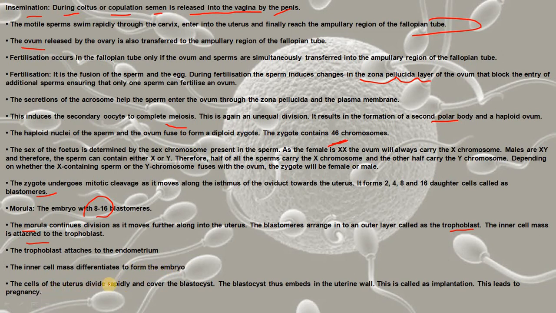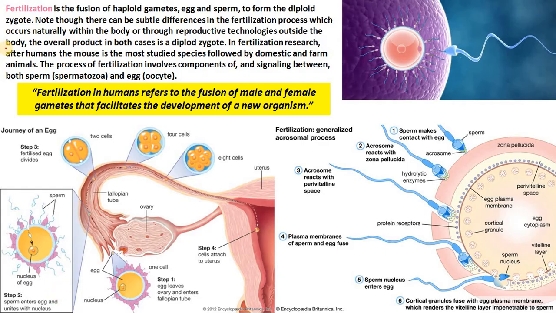The cells of the uterus divide rapidly and cover the blastocyst. The blastocyst thus embeds in the uterine wall. This is called the implantation. This leads to the pregnancy. So what is fertilization? Let us have a look in detail. Fertilization is the fusion of the haploid gametes, egg and the sperm, to form the diploid zygote.